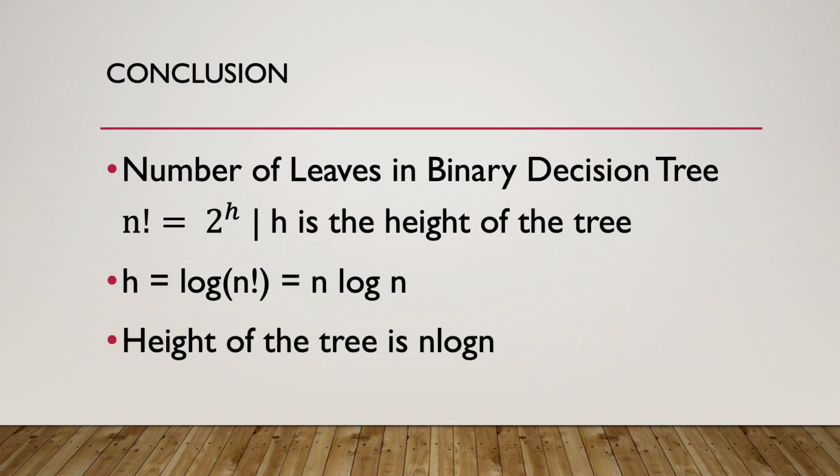Knowing that I just proved there has to be n factorial leaves in my binary decision tree, I can say n factorial leaves equals 2 to the h, where h is the height of the tree. If I solve for the height of the tree, it is log n factorial, which then simplifies to n log n. Therefore, the height of the tree has to be n log n no matter the array input, therefore giving us the lower bound of our algorithm.